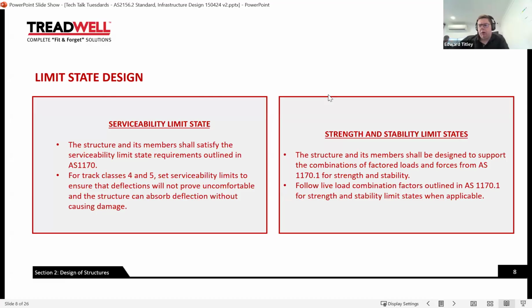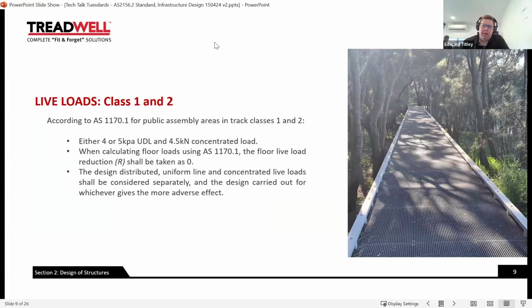Just note that obviously the standard refers to 1170.1 extensively, and you should follow the guidelines in AS 1170.1 around live load combination factors and that sort of stuff. Now, class 1 and 2 walking tracks is the first thing we'll address.